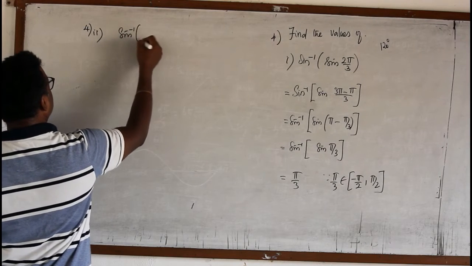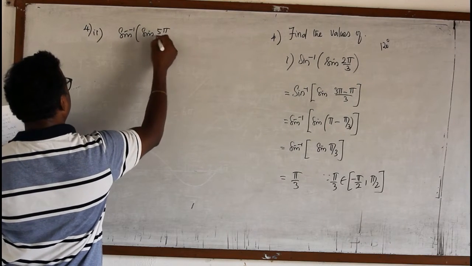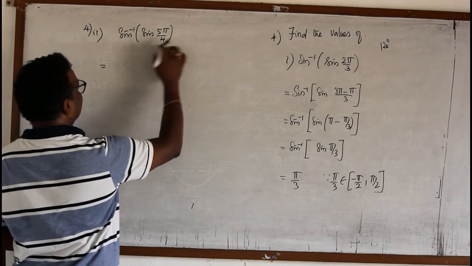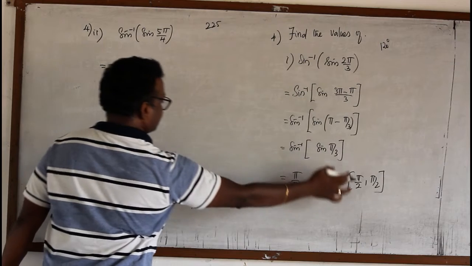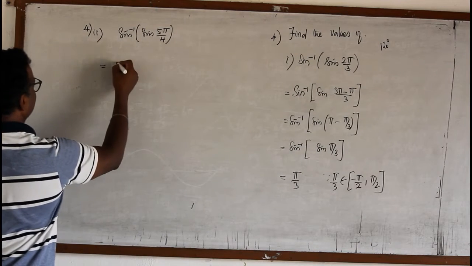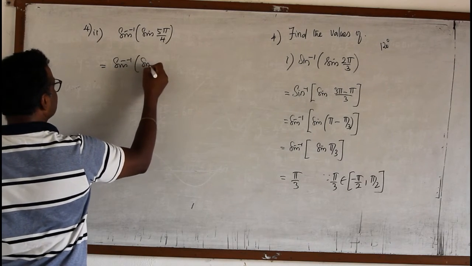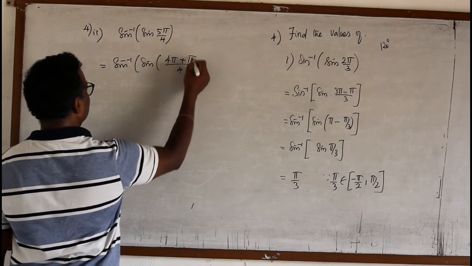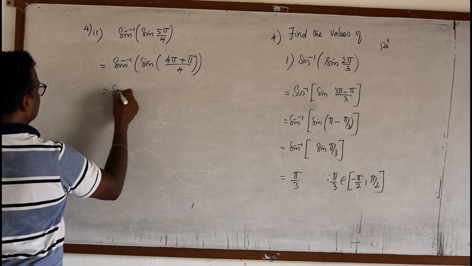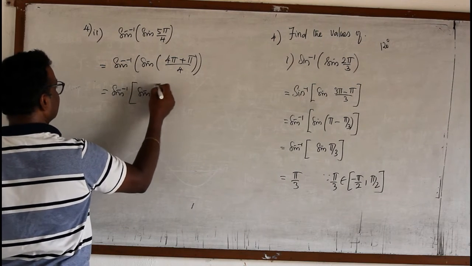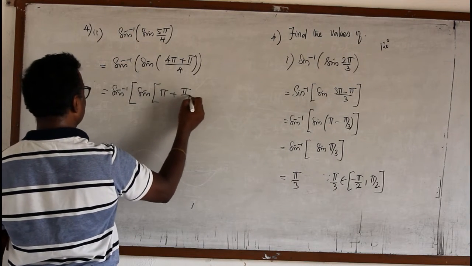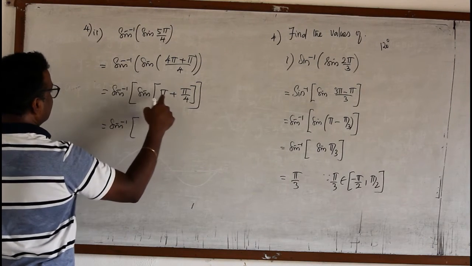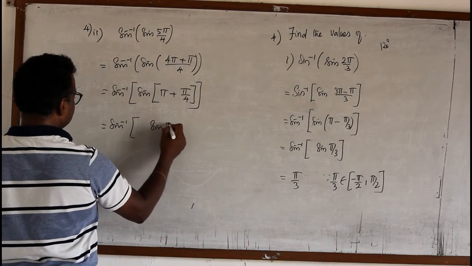Sine inverse of sine of 5 pi by 4. Same thing. 5 pi by 4 means 5 into 45, it is 225, which does not belong to this interval. Therefore, I must simplify. So, sine inverse of, we know 5 pi by 4 can be written as 4 pi plus pi by 4. When I divide by 4, this becomes sine inverse of sine of pi plus pi by 4. Now, sine, no change, so sine pi by 4.